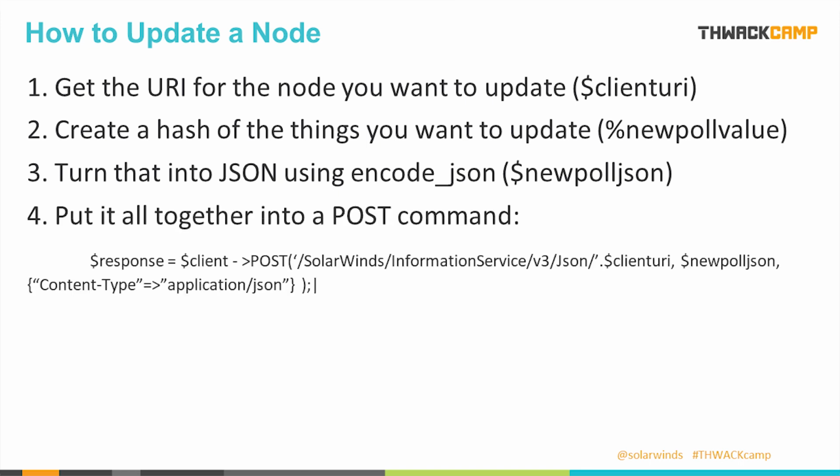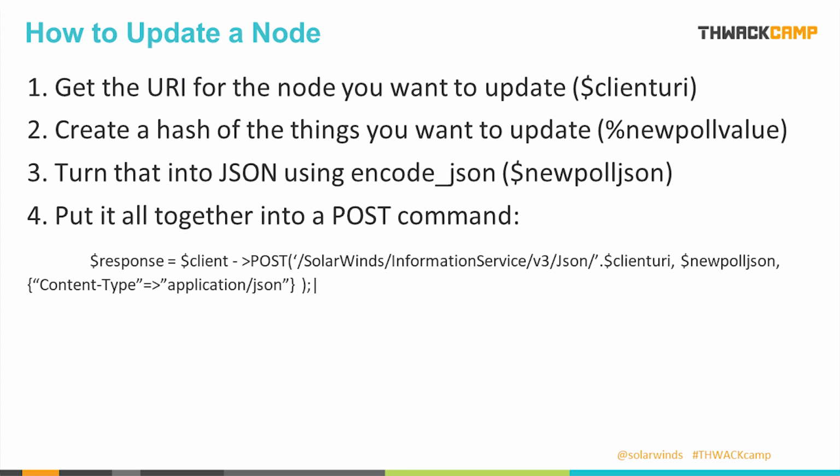And finally, we're going to put it all together into the post command you see there. So I have my post command, and it's going to go to the specific function call, which is the JSON function call. It appends the URI onto that. It gives you the new poll JSON, which is that hash of the things I want to change. And finally, for Perl at least, you need to tell it what the content type is. So within the French brackets, you put in the content type as application JSON. Okay. That's it. That's all you need to do.